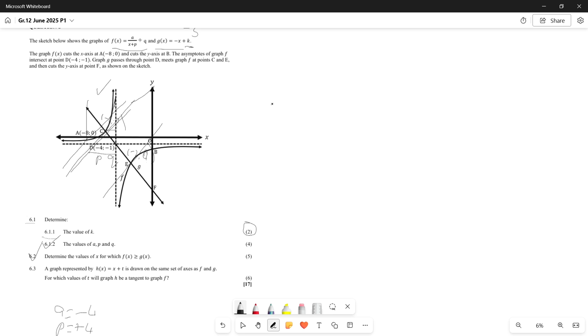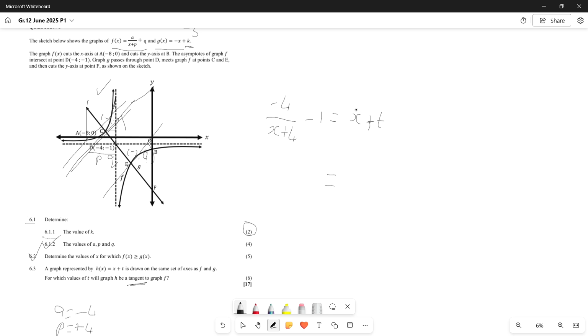So graph f is -4 over x plus 4, minus 1, and then this one is x plus t. When we have a tangent at this stage, we are going to do something with roots. So we're making them equal because we know that these points hit at least once, and then we're going to do something with the roots in order to solve for t separately.